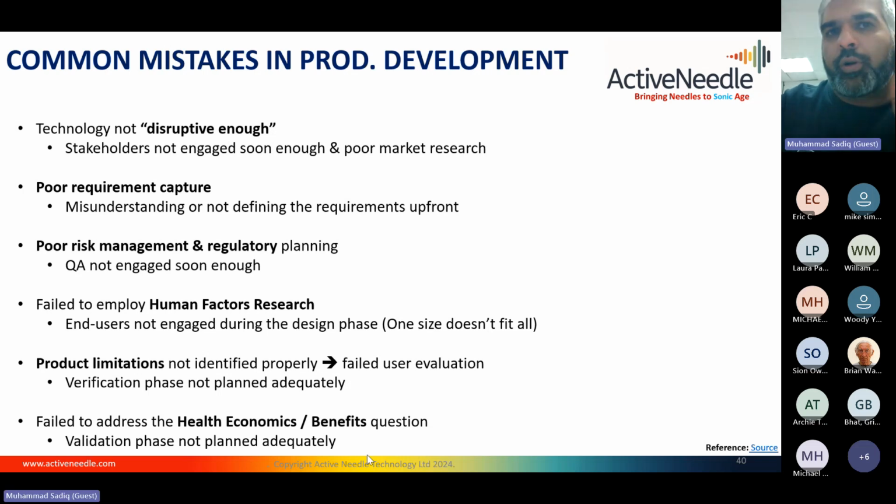Failure to employ human factors research. Again, when I gave an example of the palm size for an end user, that's exactly what I was talking about. This is something we've actually gone through for the biopsy device in particular. We realized that we were only working with a handful of clinicians to start with, and it was all fine until we got to the late stage of the validation studies.